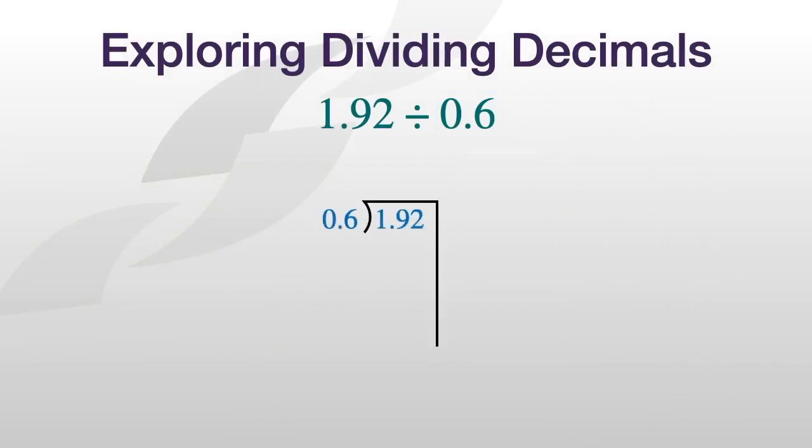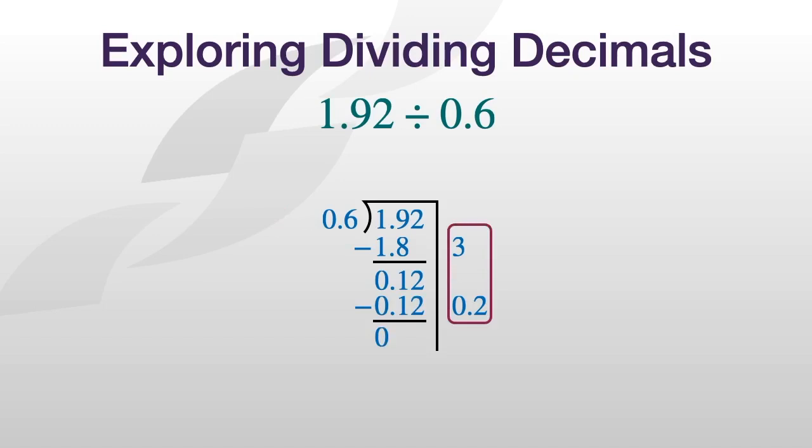Here is one way that we can represent the solution process using only numbers, or what we call solving symbolically. We saw that we can fit 3 of the 6/10 into 1 92/100, and 3 of the 6/10 amounts to 1 8/10. This left us with the remaining 12 hundredths. If we multiply the 6/10 by 2/10, we can then remove the remaining 12/100. Altogether, we have used 3 and 2/10, so that is our answer.